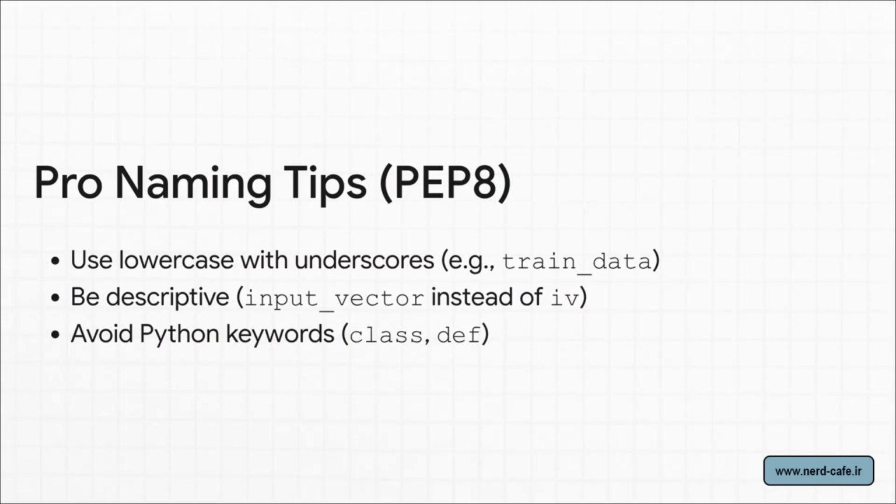Okay, pro tip time. If you want to write code that you and your team can actually understand weeks from now, you've got to follow the professional standard. Use lowercase with underscores. Be descriptive. I mean, input_vector is infinitely clearer than just IV, right? And finally, stay away from words Python reserves for its own commands, like class or def. This isn't just about following rules. It's about making your work readable and actually collaborative.